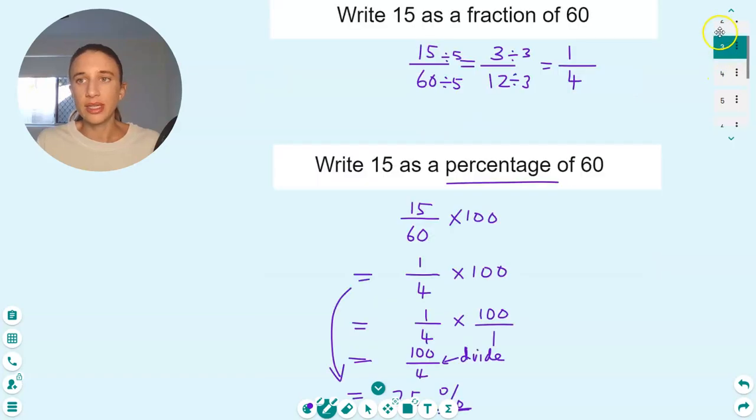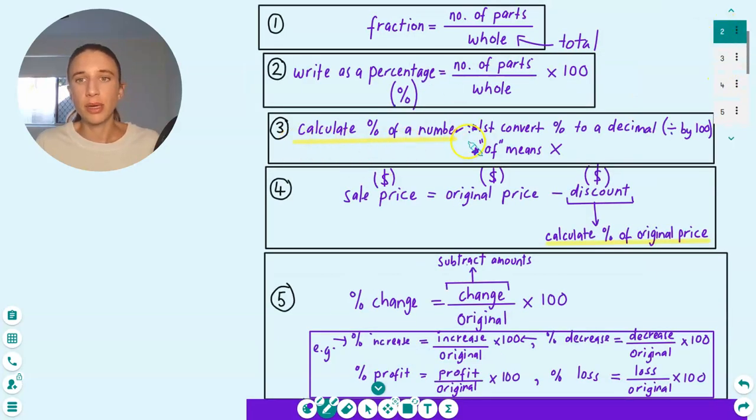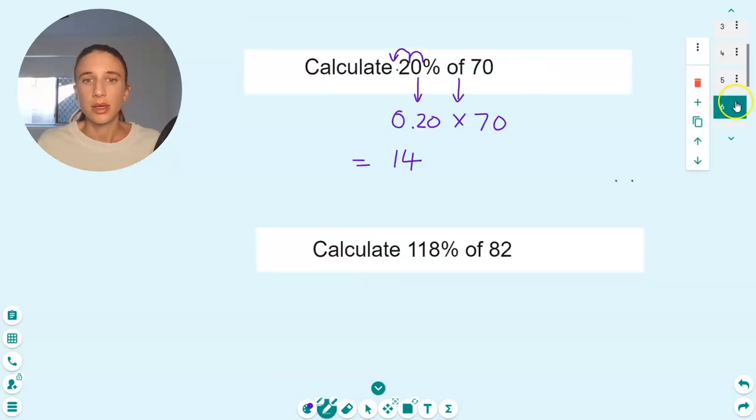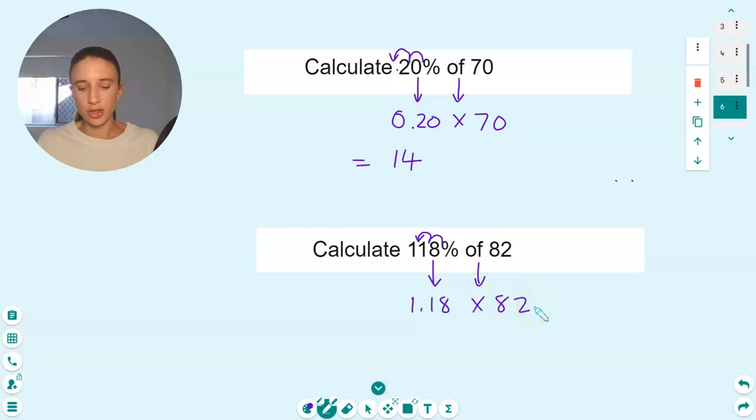Okay, calculate 118% of 82. Again, if we are doing a percentage of a number, first convert it to a decimal, and then of means times. So just translate it. Percentage to decimal, divide by 100. 1.18. Of means times. 82 is 82. 1.18 times 82. And that gives us 96.76. You can't put your percentage in a calculator. You've got to convert it to a decimal first.